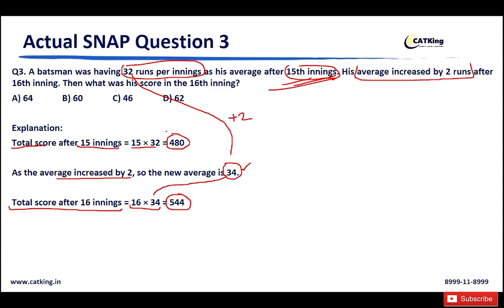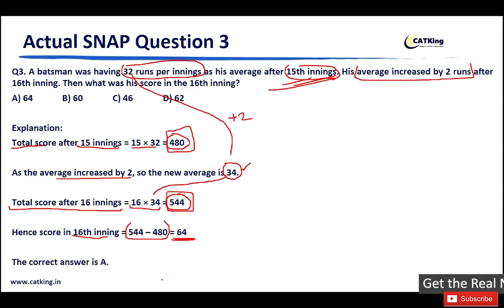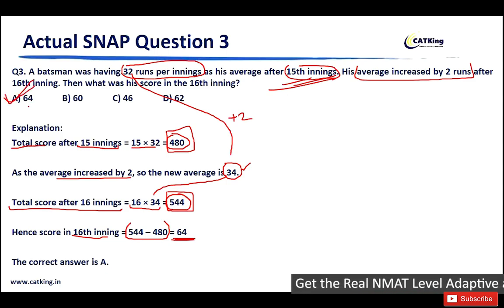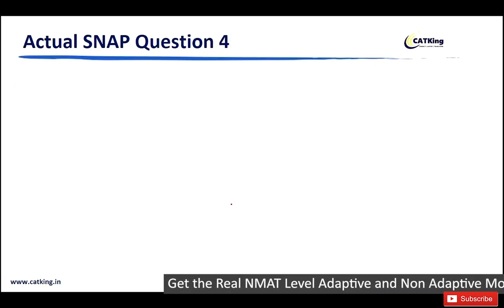So guys, this was the score after 15 innings and this was the score after 16th innings. Therefore, the score in the 16th inning will be 544 minus 480, which is nothing but 64. Therefore, the correct answer will be option A, that is the score in the 16th inning was 64. Let's move on to the next question.